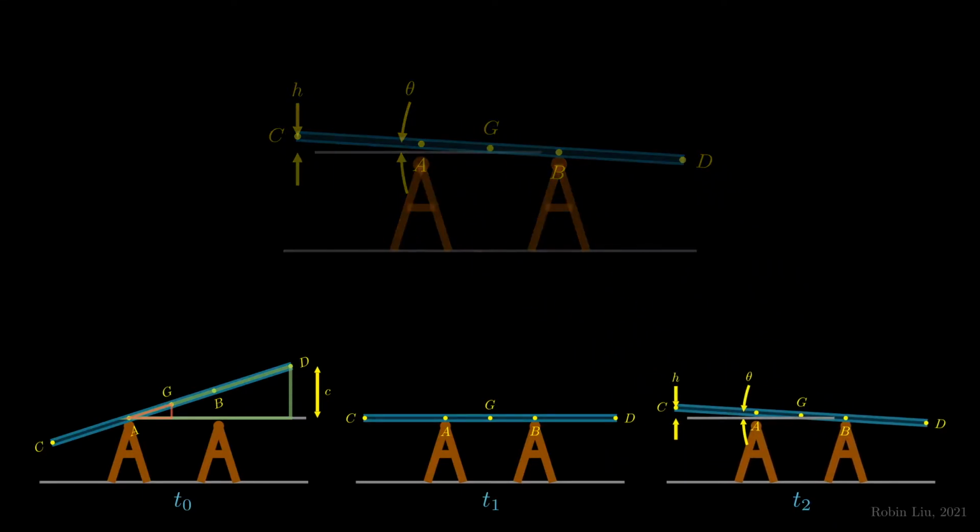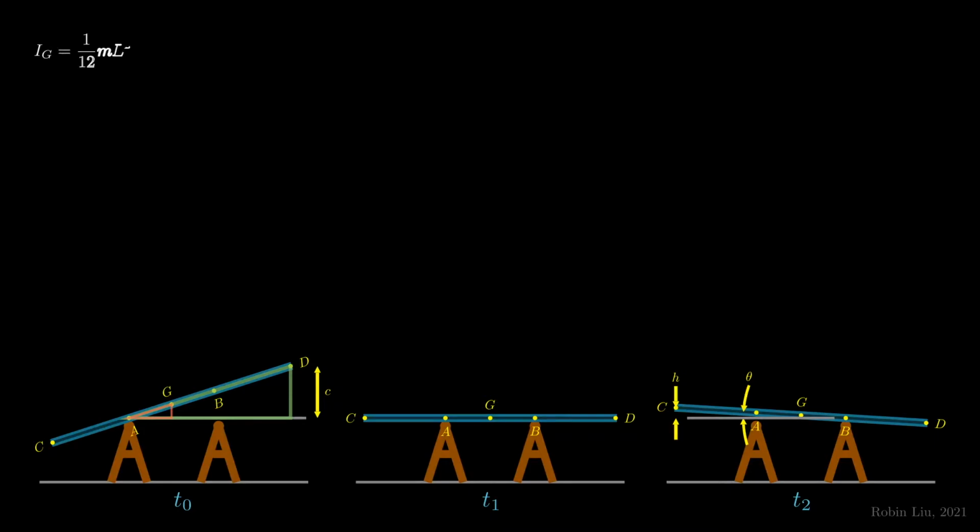Before doing anything else, I'll write out the equation for the moment of inertia. The moment of inertia of this beam about the center point G is given by 1/12 mass times length squared. If we want to find the moment of inertia about some other point, say for point B, we can use the parallel axis theorem. The parallel axis theorem allows you to calculate the moment of inertia of an object about some point other than the center of mass, as long as you know the moment of inertia about the center of mass and the distance between the two pivot points.